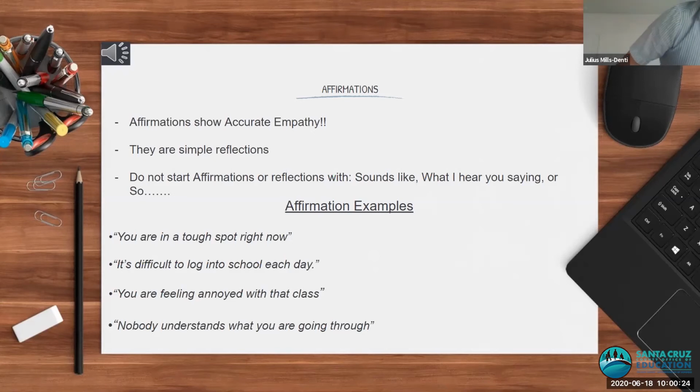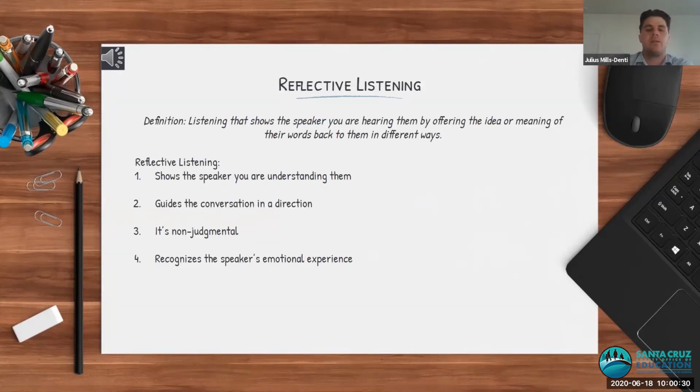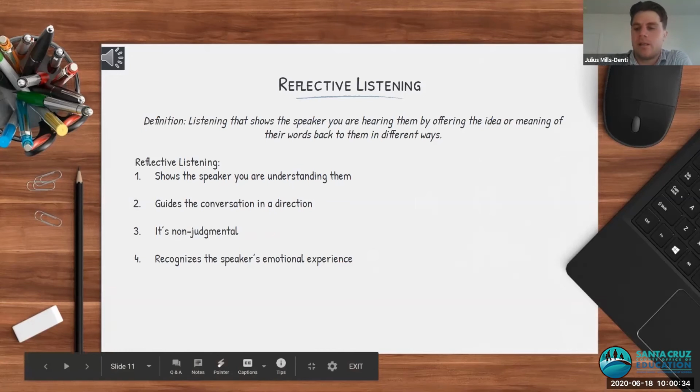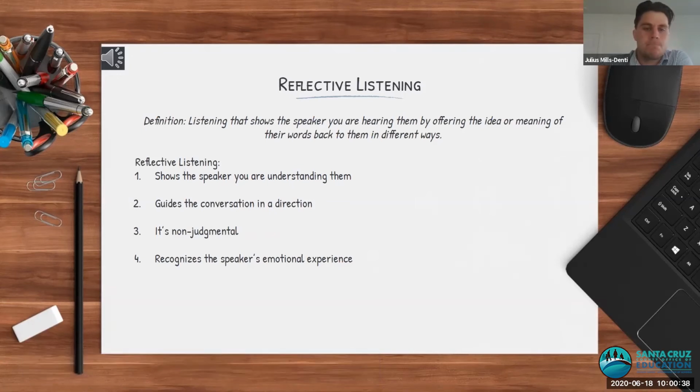So that's affirmations. We use those a lot of the time after the student responds to our first open-ended question. Now, do we have any comments or anything else going on right now that I should address before we go to reflections? Okay, I'm going to move to reflective listening here.